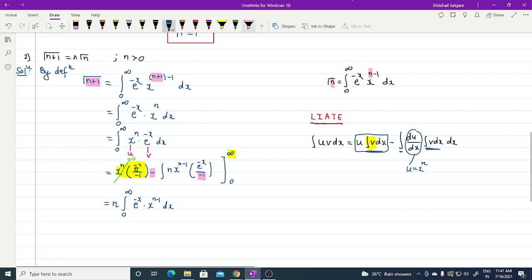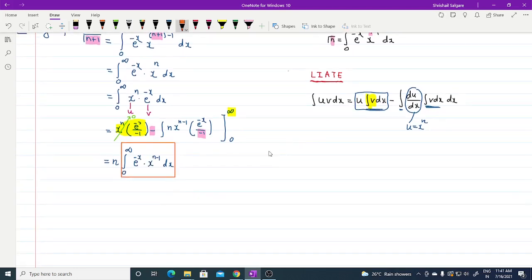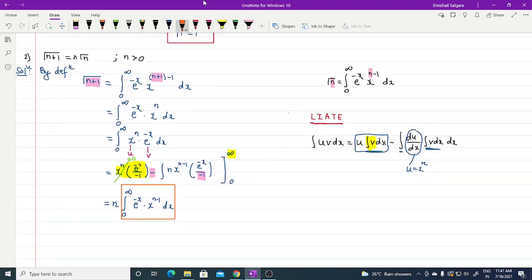So what is your opinion, or what is your answer about the remaining integral value? This one. What does this represent? Gamma n. Very good. Gamma n. By definition, it is nothing but gamma n.